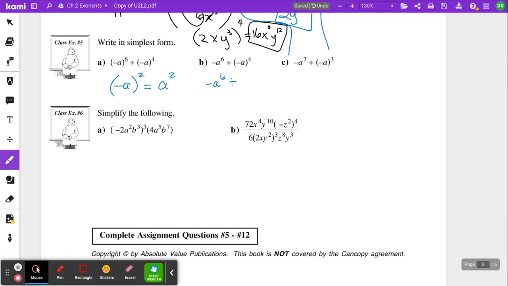What did we learn? Because the negative is inside the bracket, the 4 applies to all of it. So you end up with a positive a to the 4. Now, do you have 2 bases that are the same? Hannah says yes. This little negative is just hanging around, and you know what this is: a negative divided by a positive is still a negative. Deal with him first. There are no brackets. And now a to the 6 divided by a to the 4 is a to the 2.